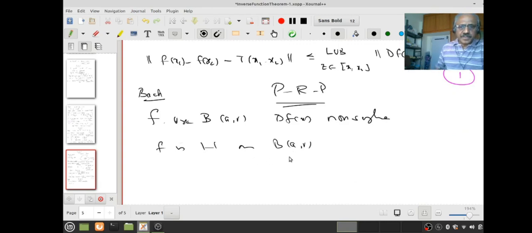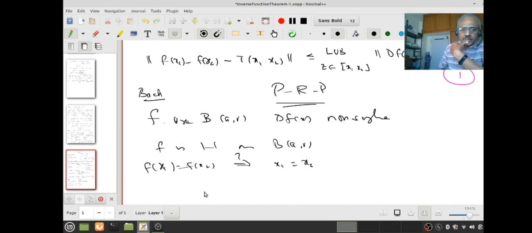Not necessarily on B_R, I'm out to restrict. You will see that. Okay, you follow that? Okay, now let us do that. So suppose f(x1) equals f(x2), then what do I want to claim? I would like to claim x1 equals x2, right?